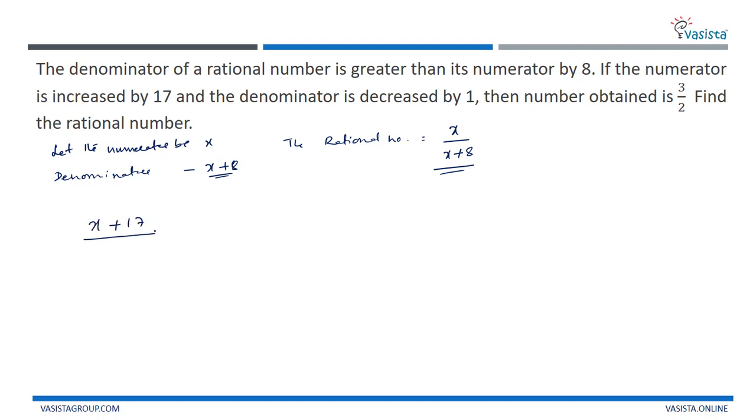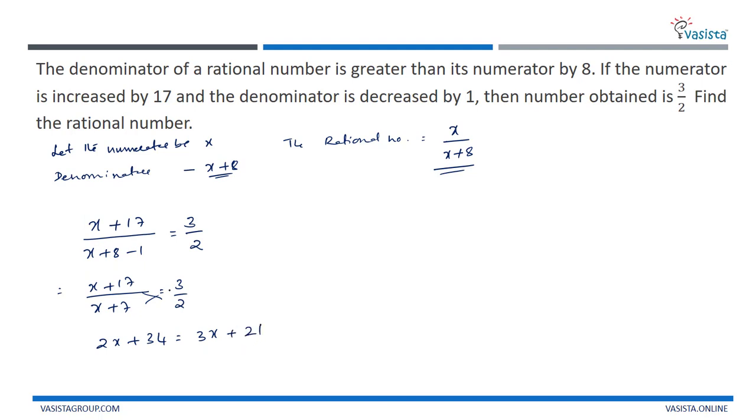17, and the denominator is decreased by 1, that is x plus 8 minus 1, the number obtained is 3 by 2. Just simplify it. Now this will become x plus 17 by x plus 7 is equal to 3 by 2. Now cross multiply it. This will become 2x plus 34 is equal to 3x plus 21.